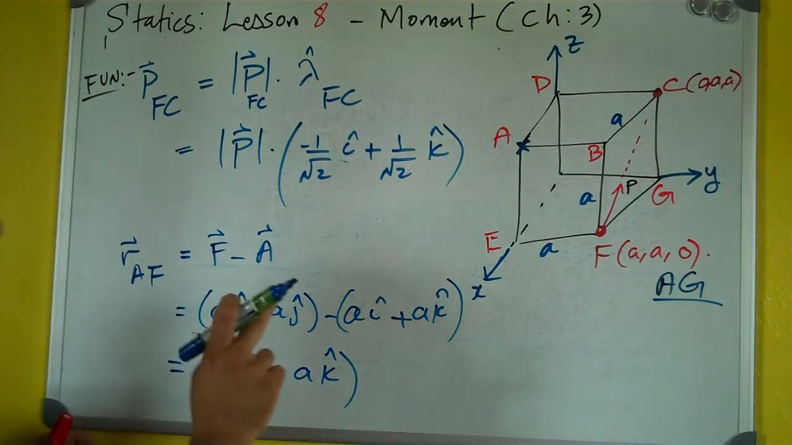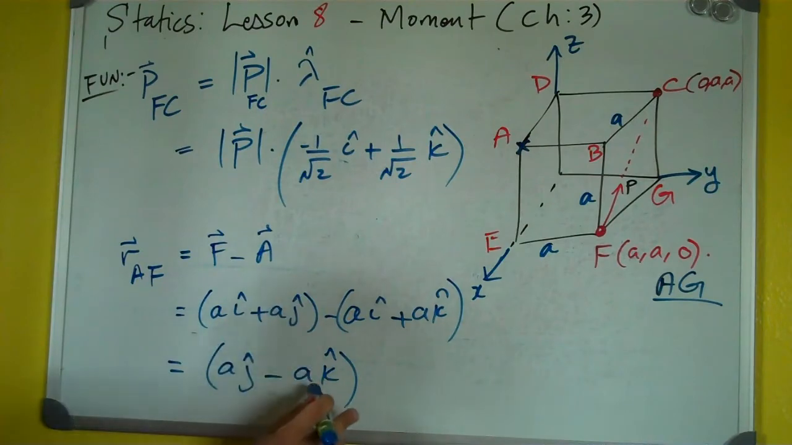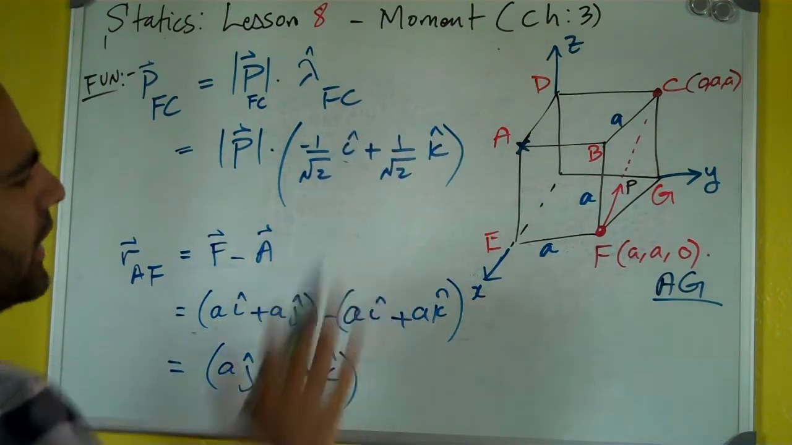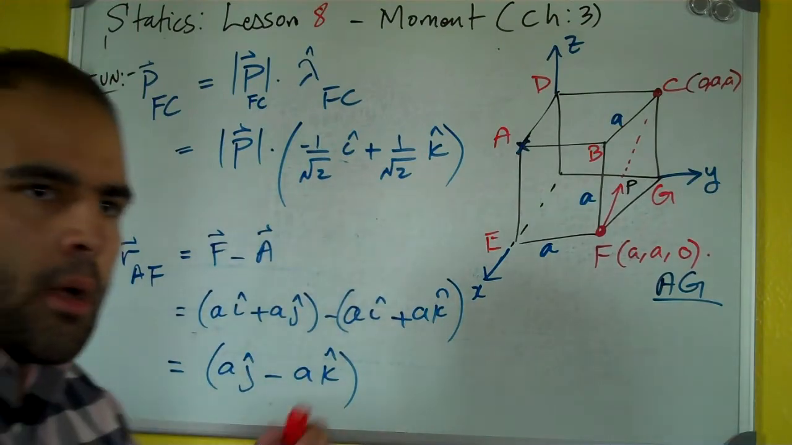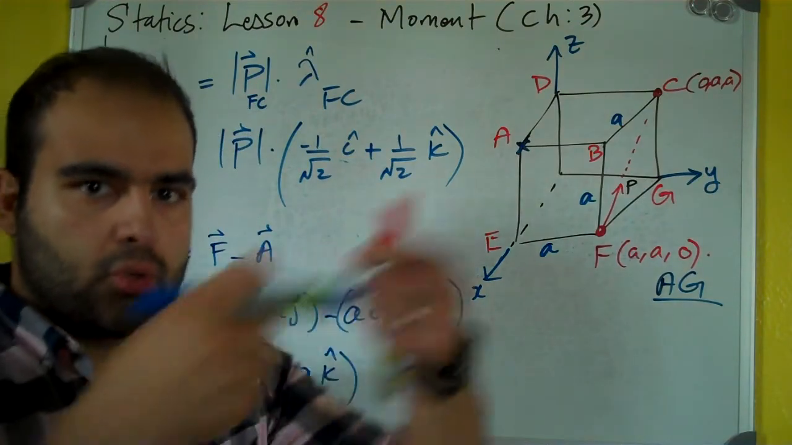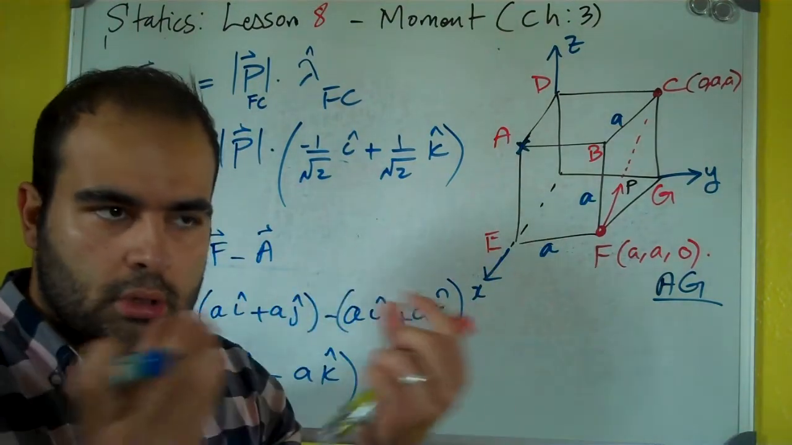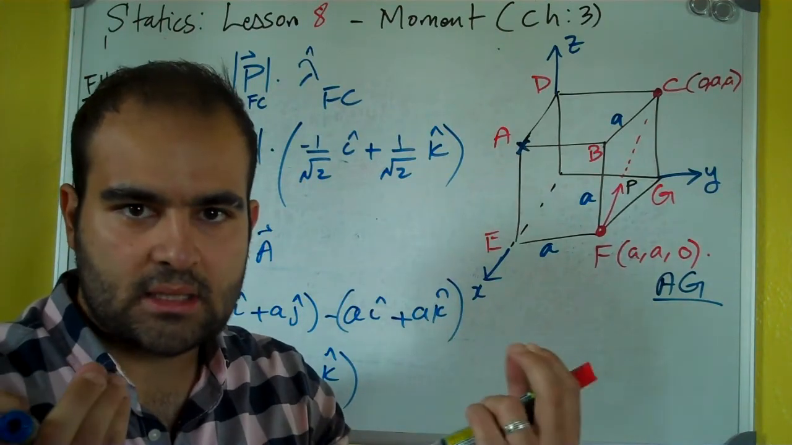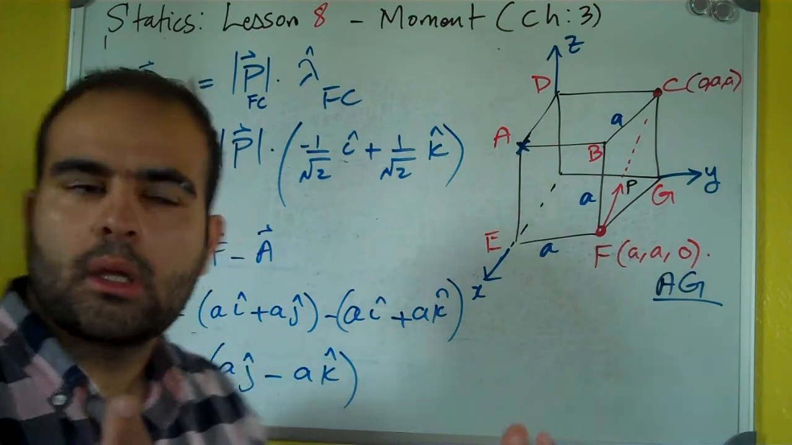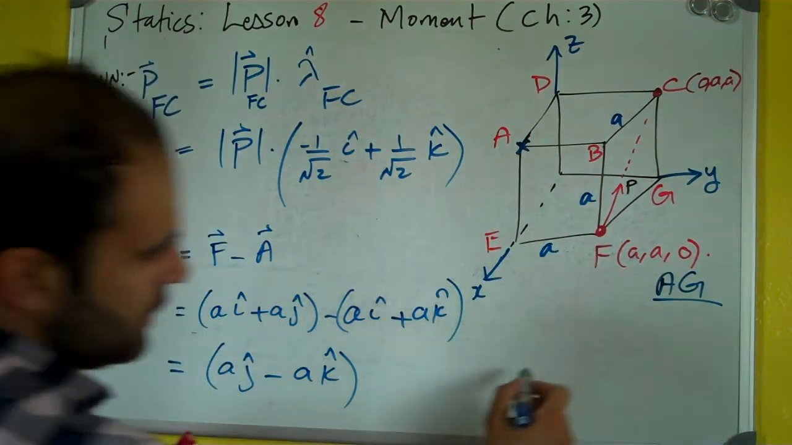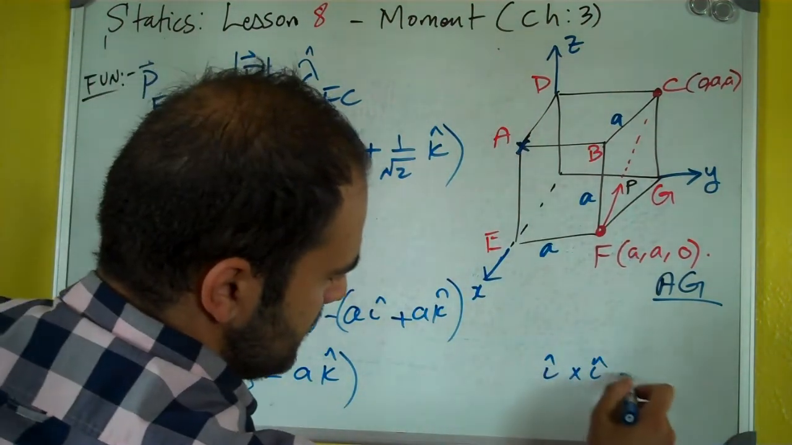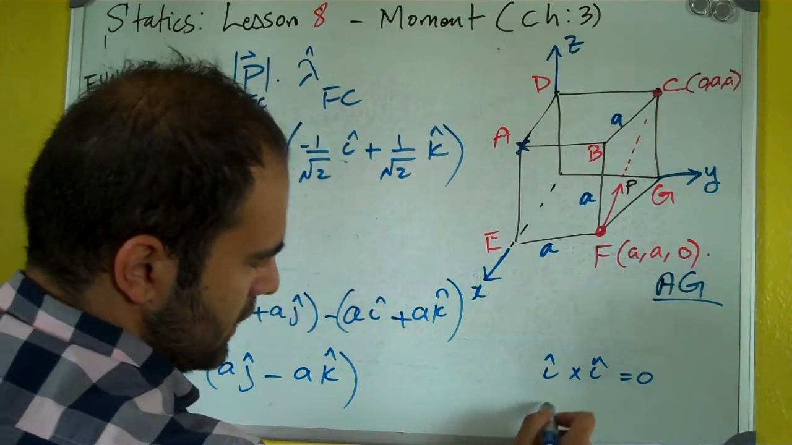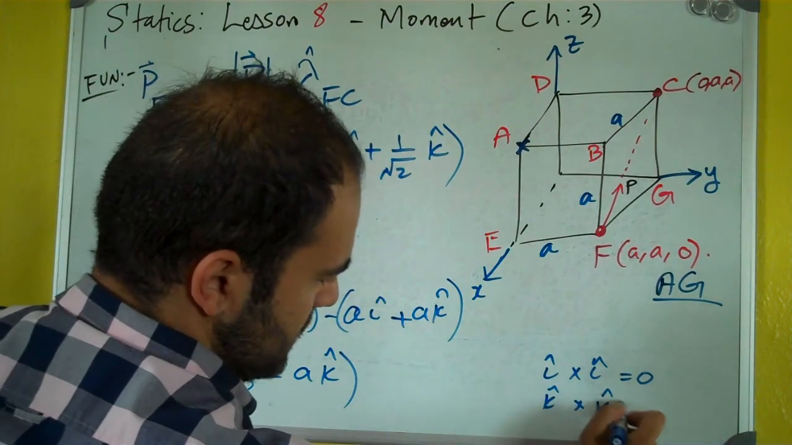Right off the bat, I could say that if this is similar, it wouldn't have any moment. Because the moment, the cross product between two similar components, ZZ, XX, YY, is 0, right? If you recall, this is 0, right? This is also 0.